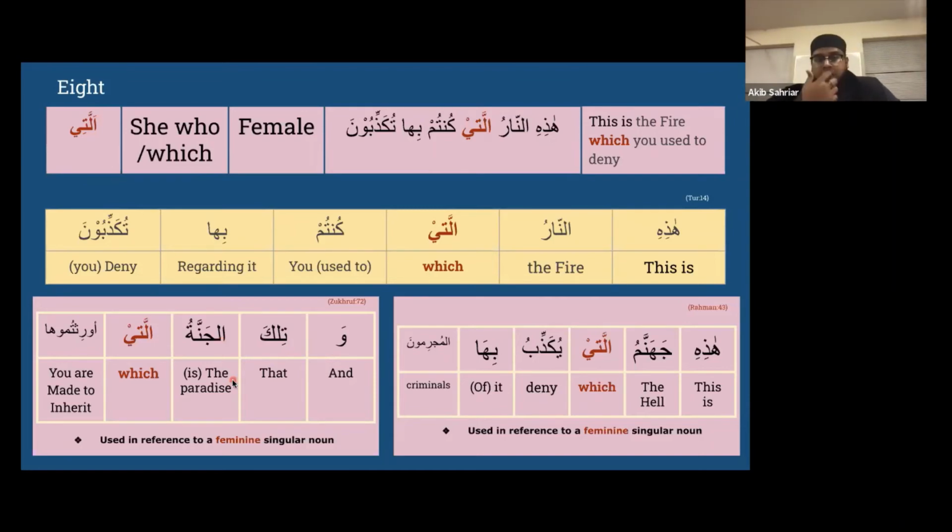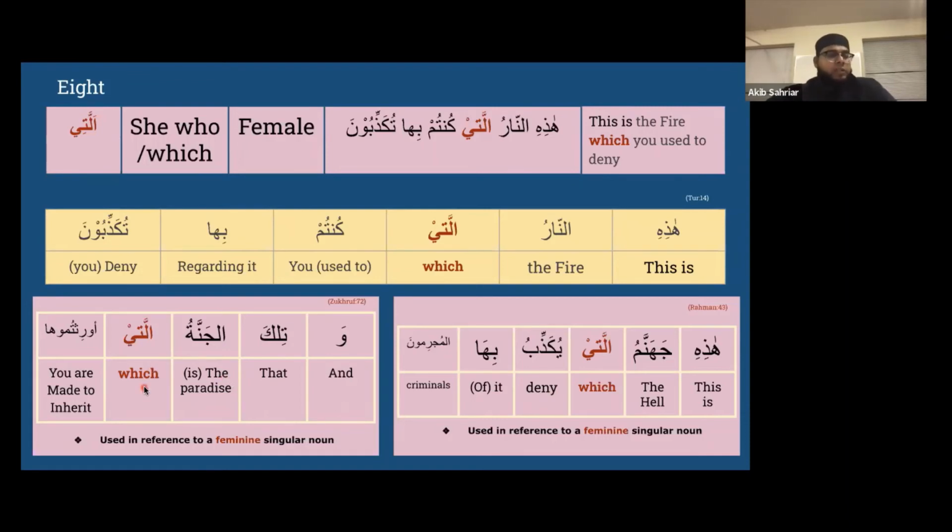That's why a lot of people name their daughters Jannat, right? No one names their daughter Jahannam, and hopefully that doesn't happen. But Jannat is a very common name, and it's usually used for daughters and not for sons, right? So Jannat is a feminine word. وَتِلْكَ Jannat, and that is the paradise.